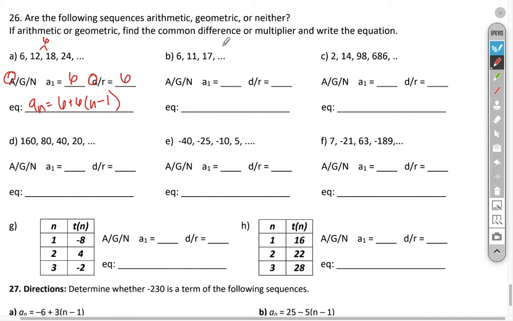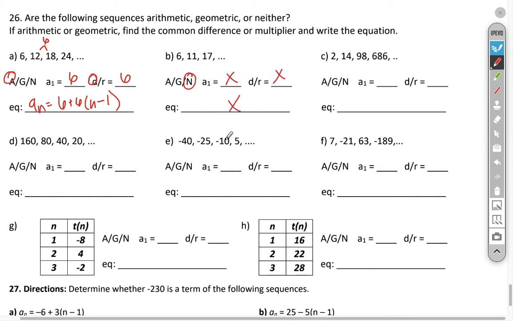All right, for B, I originally think this is arithmetic. So we have 17 minus 11, and then 11 minus 6. Those give us two different numbers, so that doesn't work. So let's try dividing. 17 divided by 11 gives us a crazy decimal, but let's see if 11 divided by 6 gives us the same decimal. It does not. You can double check for yourself if you don't believe me. So that tells me that B is neither, which means we don't have anything that we can write here.